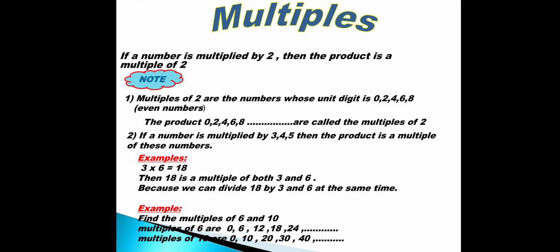Example: find multiples of 6 and 10. Multiples of 6 are 0. 0 times 6 is 0. 1 times 6 is 6. 2 times 6 is 12. 3 times 6 is 18. 4 times 6 is 24. So the multiples of 6 are 0, 6, 12, 18, 24. Multiples of 10 are 0, 10, 20, 30, 40, 50, etc.